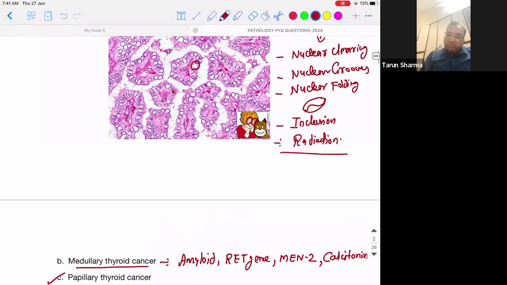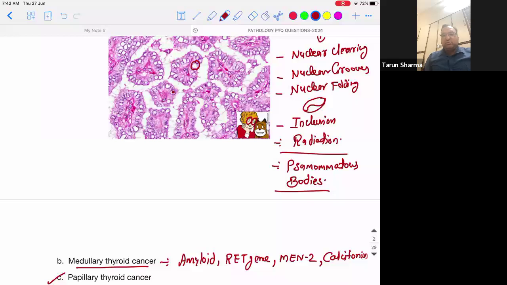Okay, one more important thing about the papillary carcinoma thyroid is the presence of a specific type of calcification that is not seen in every cancer, that is seen in very few cancers, and that is called psammomatous calcification. They are also called psammoma bodies or psammomatous calcification. So both are the same. There is no problem. So please remember the very important questions about the papillary carcinoma and medullary carcinoma.